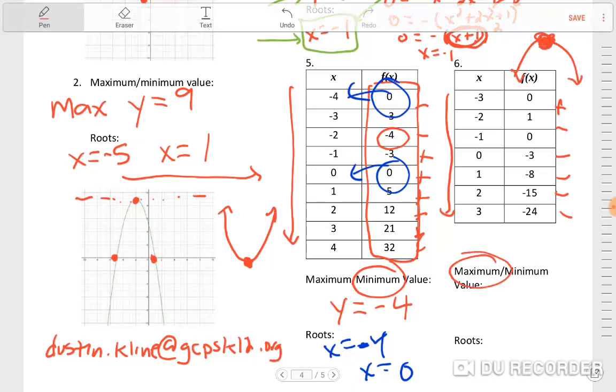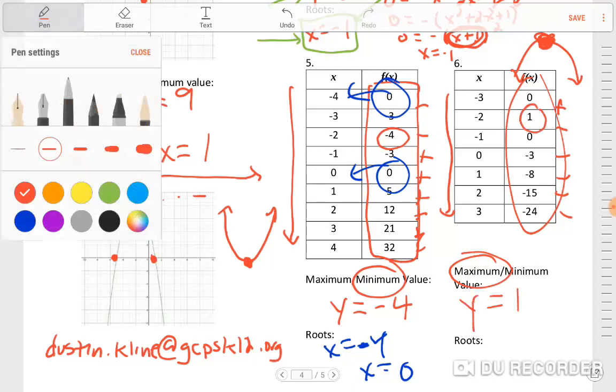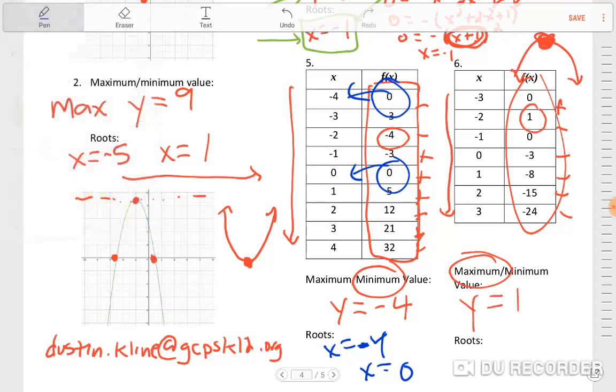Where is that max going to be at? Well, what's the biggest y I see? The biggest y I see there is 1. So it's going to be at y equals 1. The roots are going to be where y is equal to 0, which gives me x is at -3 and x is at -1.